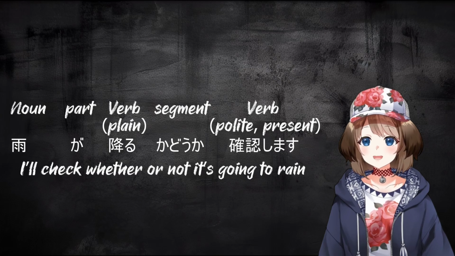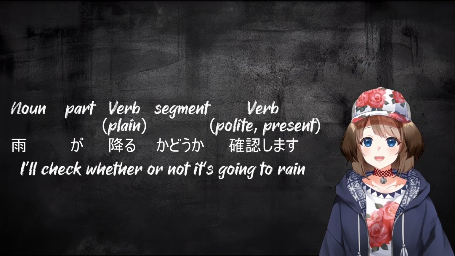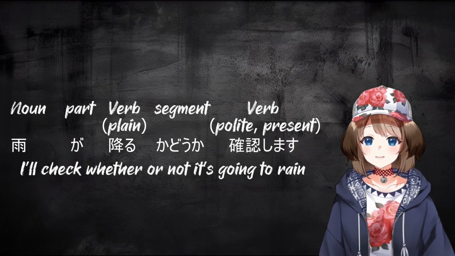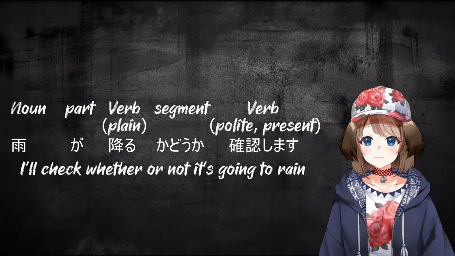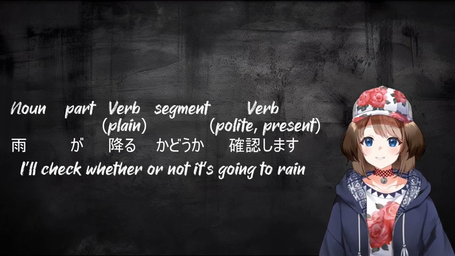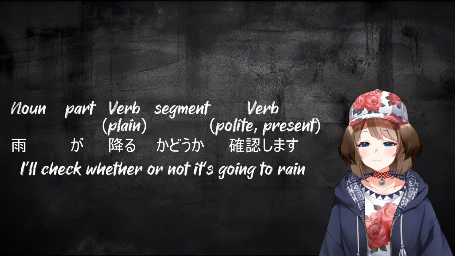Ame ga furu ka dou ka. Right? And so that whether or not segment is kind of like whether or not rain will fall. This is a pretty standard type of sentence when we're using the ka do ka pattern to describe whether or not a verb is going to happen or it's not going to happen. The verb in question, just like whether or not the rain will be falling in this example, is going to be in the plain form immediately before the ka do ka segment. And the verb at the end is probably going to indicate something about how you relate your knowledge to that uncertainty, whether or not it's going to happen.